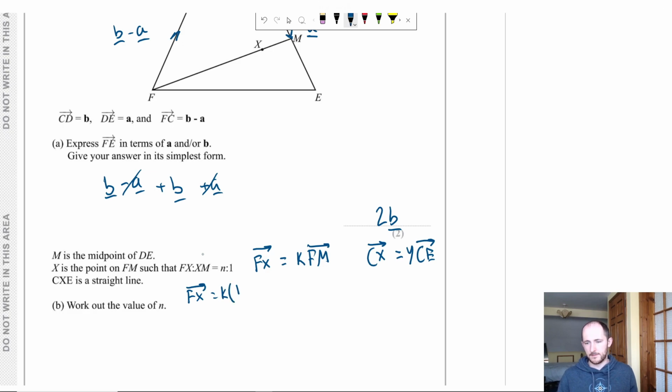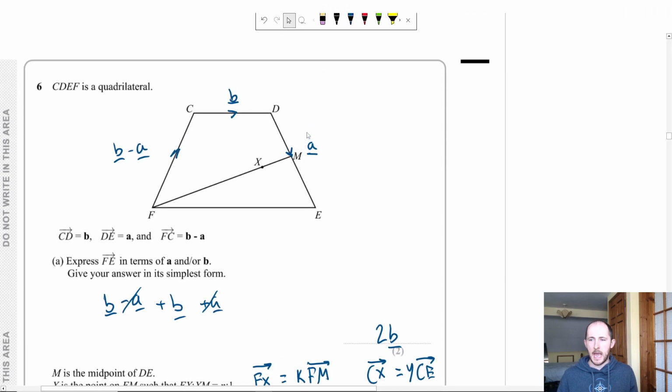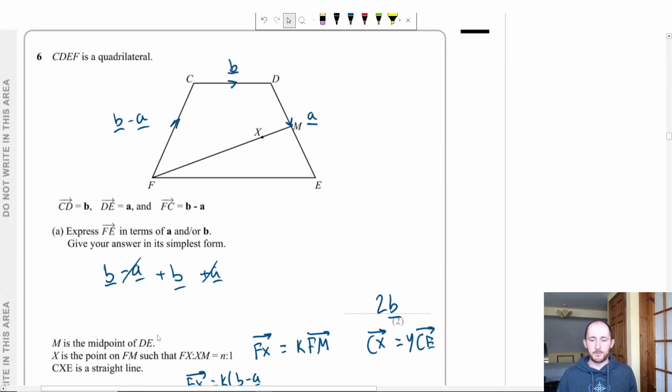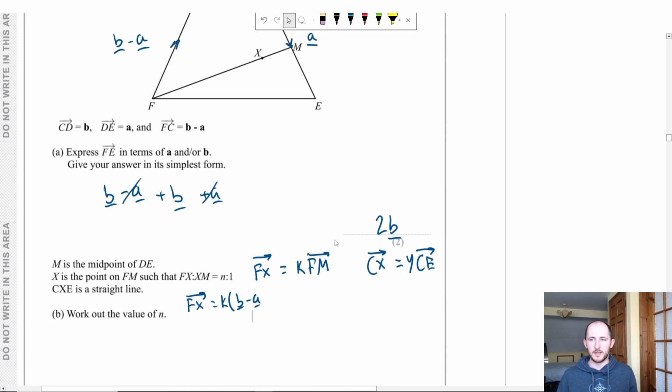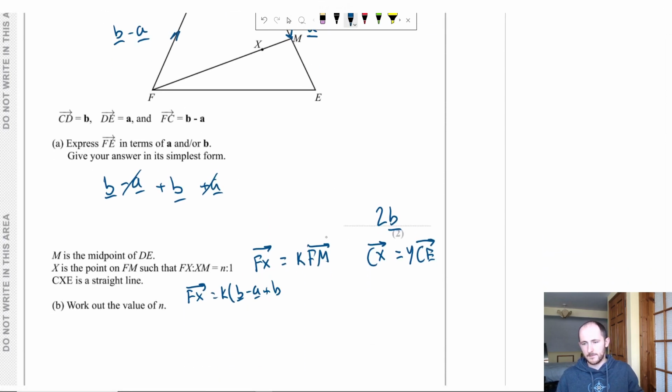B minus a, plus the b on top. And then half of a, because don't forget it's the midpoint. That's what the midpoint means, right? It's halfway along. So in other words, it equals k. B plus b says 2b minus a half a. So if I expand these brackets, I'm going to keep the a second. That's my equation for fx.